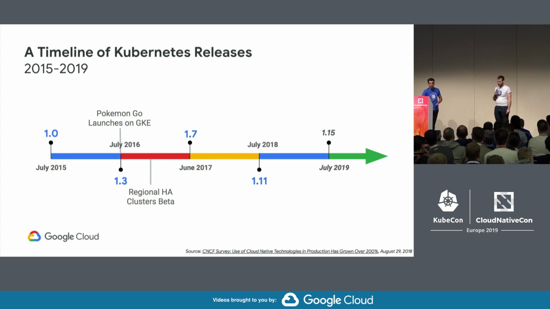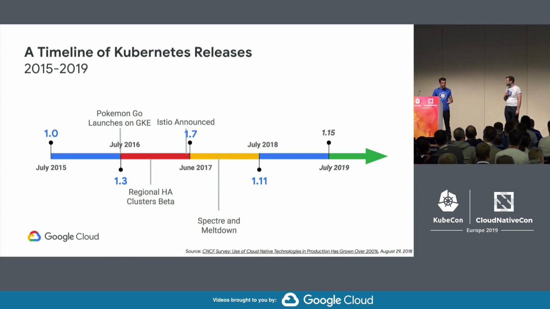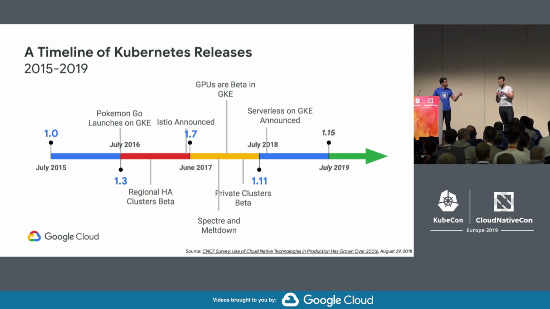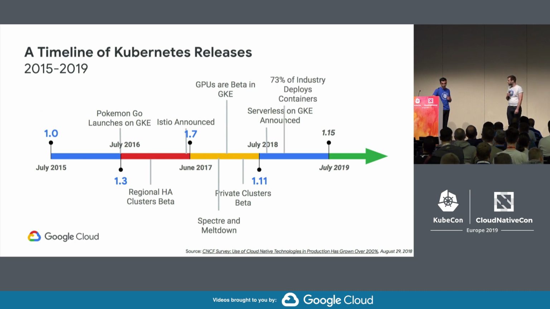And then, from there, we started to launch more and more features on GKE. So we launched regional high availability clusters. Istio was announced. We also experienced some security incidents. We launched GPU support on GKE, private clusters. And just to pause right there, GPUs for me are a big deal because about a year ago, the talk I gave at this conference was about MiniGo, where we were building an AlphaGo-inspired Go AI, and we built that using Kubernetes, and we couldn't have done that without having GPUs, and it was super easy, given the fact that the GPU integration in Kubernetes is great. And then just recently, CNCF conducted a survey that shows that 73% of the industry deploy containers. That's pretty amazing. And then recently, we announced Anthos.